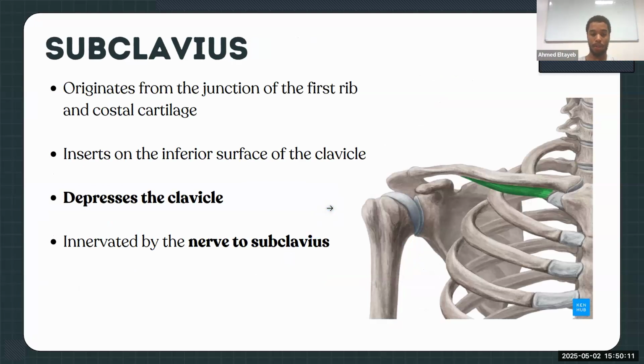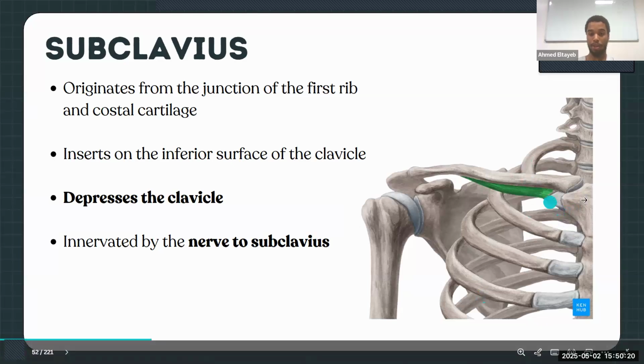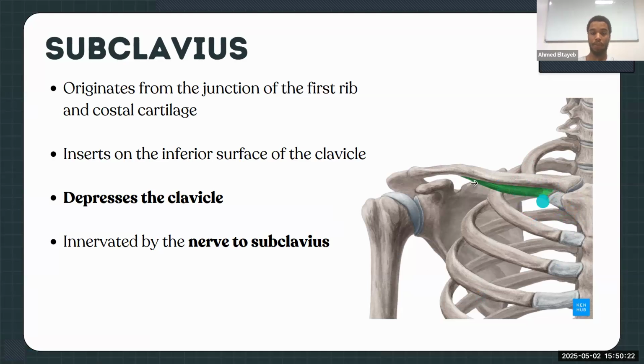Okay, moving on to the muscles of the axilla. We'll start with the pectoral region. The first muscle is the subclavius, and it originates from the first rib and costal cartilage, and it inserts on the inferior surface of the clavicle. It's in the name, subclavius is under the clavicle. Therefore, we'd expect the subclavius to depress the clavicle, bring it down when it contracts. The subclavius is innervated by the nerve to subclavius. It's not important.